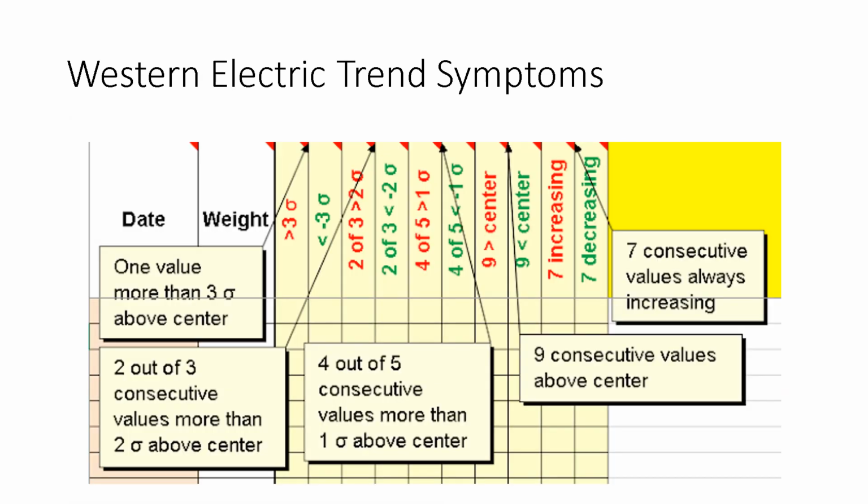SPC uses some rules developed by the Western Electric Company to detect symptoms of statistically significant variation. The center line is the average of all values, and the standard deviation is also estimated from all the values. In our Excel file, red dots indicate upward trend symptoms and green dots downward. These are the upward symptoms definitions.